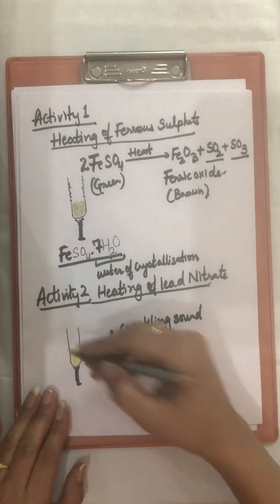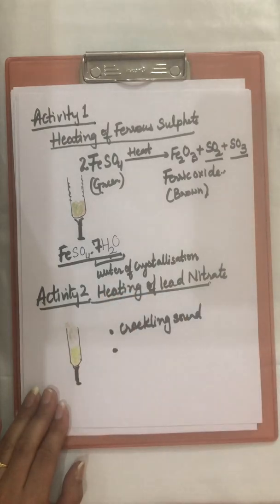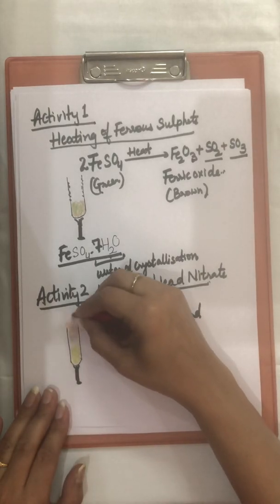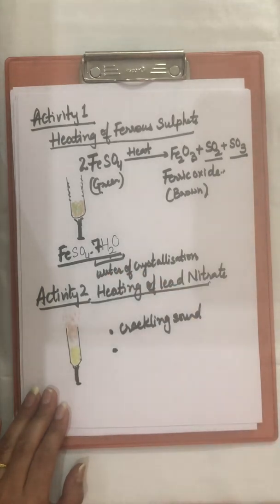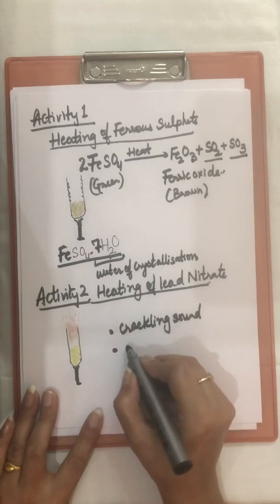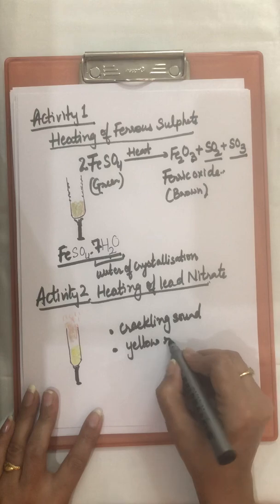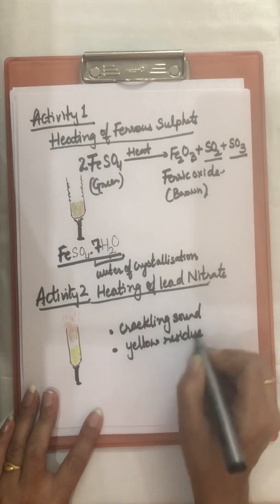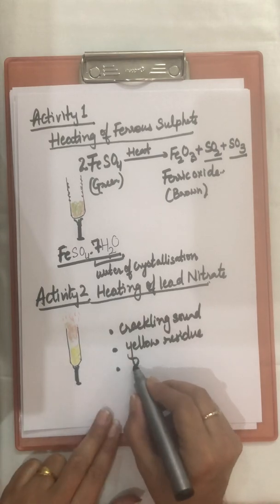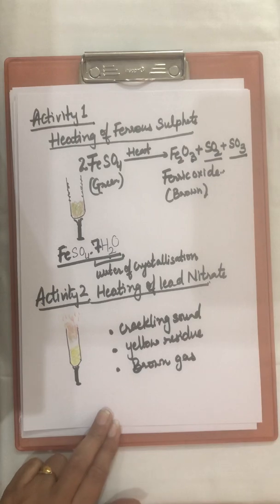Plus we'll see the brown color gas coming out from the test tube. So there are three things: crackling sound, then salt has changed to yellow color, the yellow residue, the salt left here is of yellow color, and plus we see the brown gas coming out of the test tube.